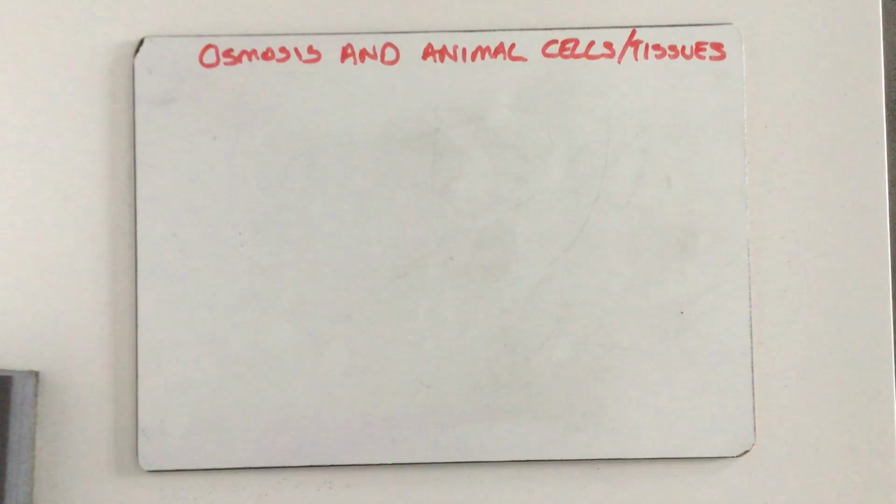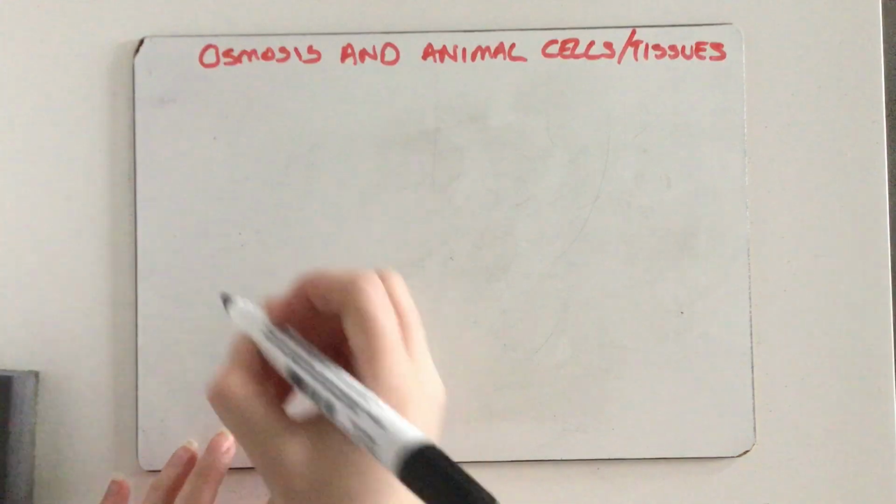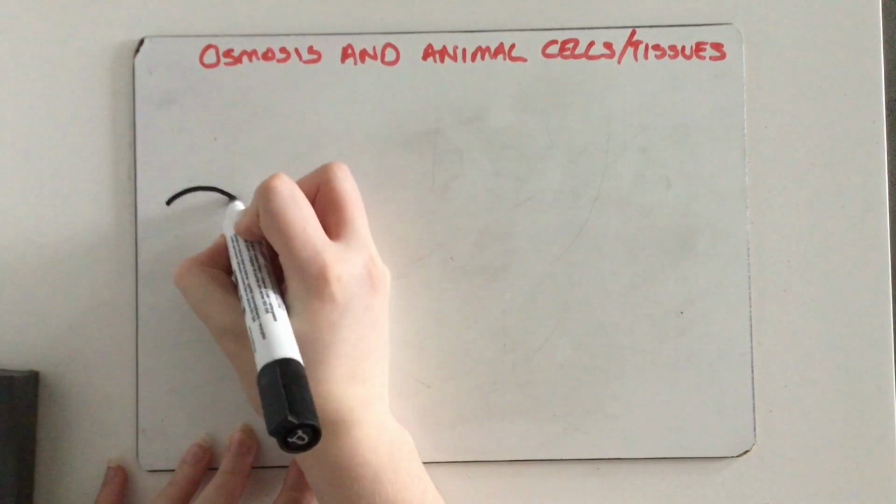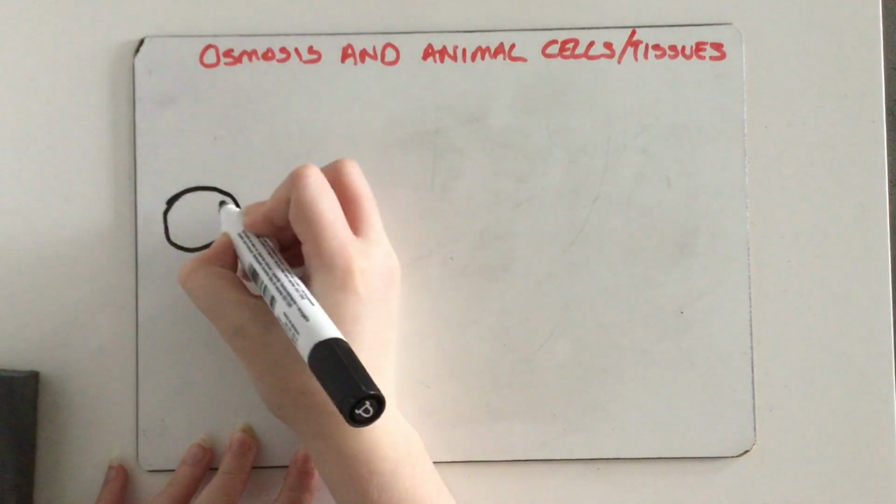Okay, so what we're going to do is have a look at what happens when you place animal cells or tissues in different concentrations of water. So we're going to look at water movement, the effect of osmosis on those cells. And the first thing we're going to do is just draw and remind yourself of what an animal cell looks like. So remember, an animal cell, basic one, has a cell membrane, cytoplasm, and then a nucleus.